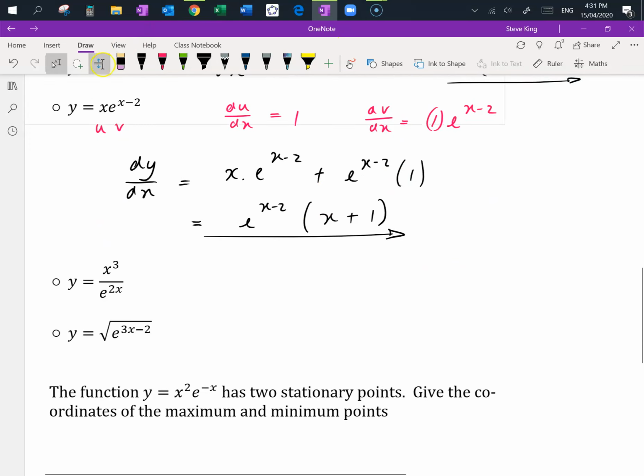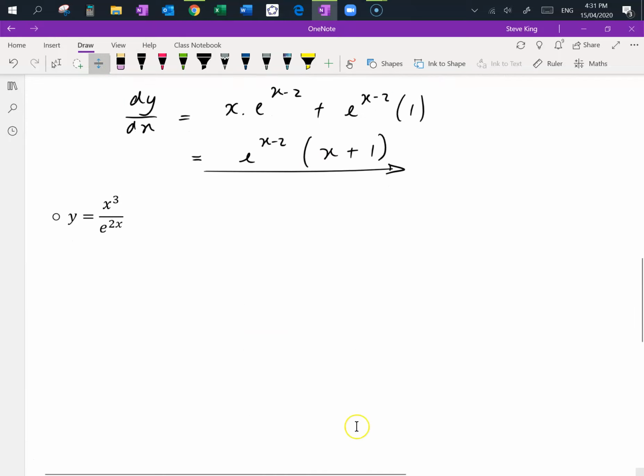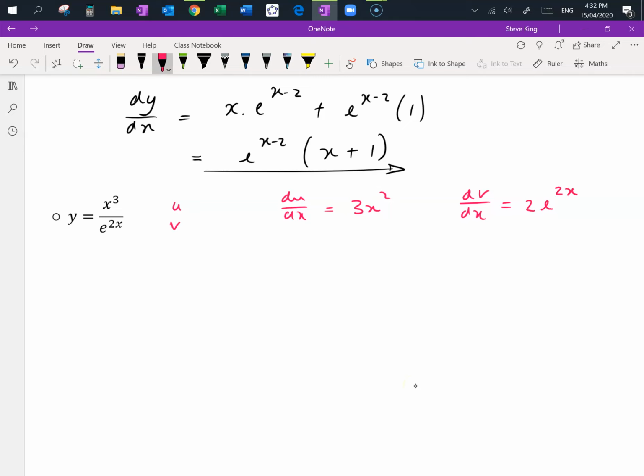The next example, the example that's going to use the quotient rule. So what have I got? Here is my value of u. Here is my value of v. So I can work out du dx. Quite simply, that's going to be 3x squared. dv dx, that's going to be derivative of 2x, which is going to be 2, times by e to the 2x.